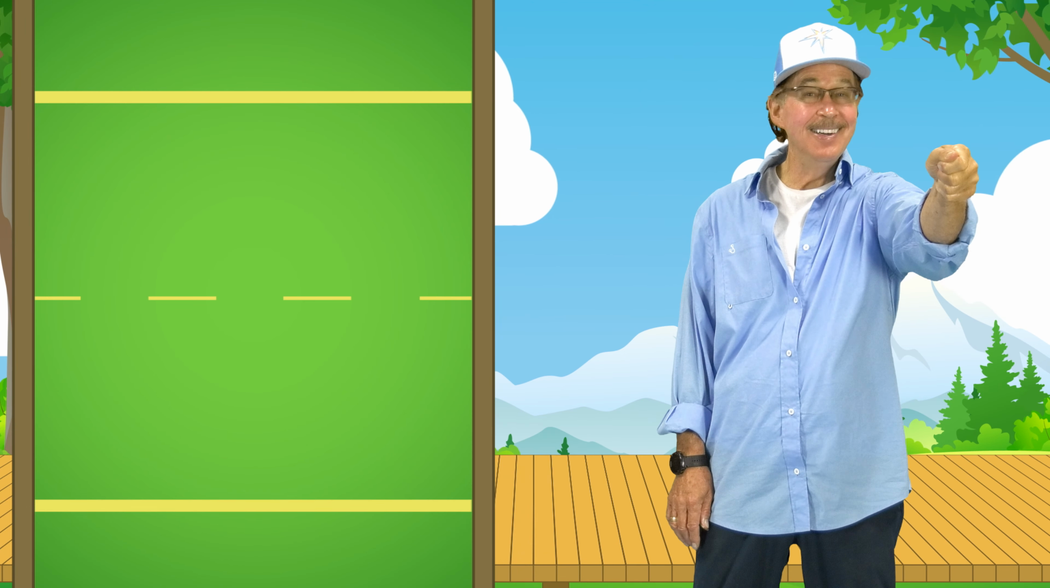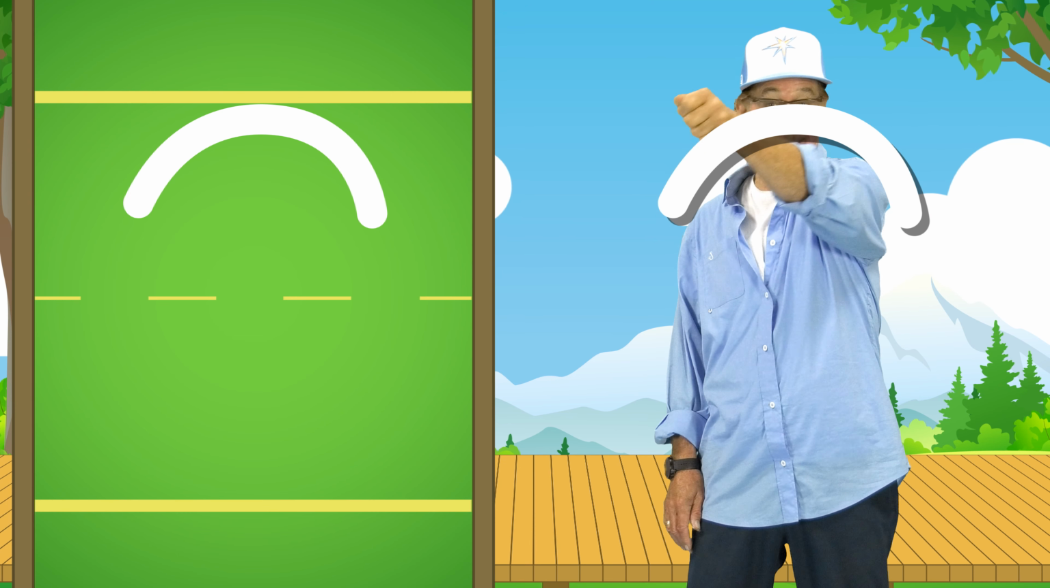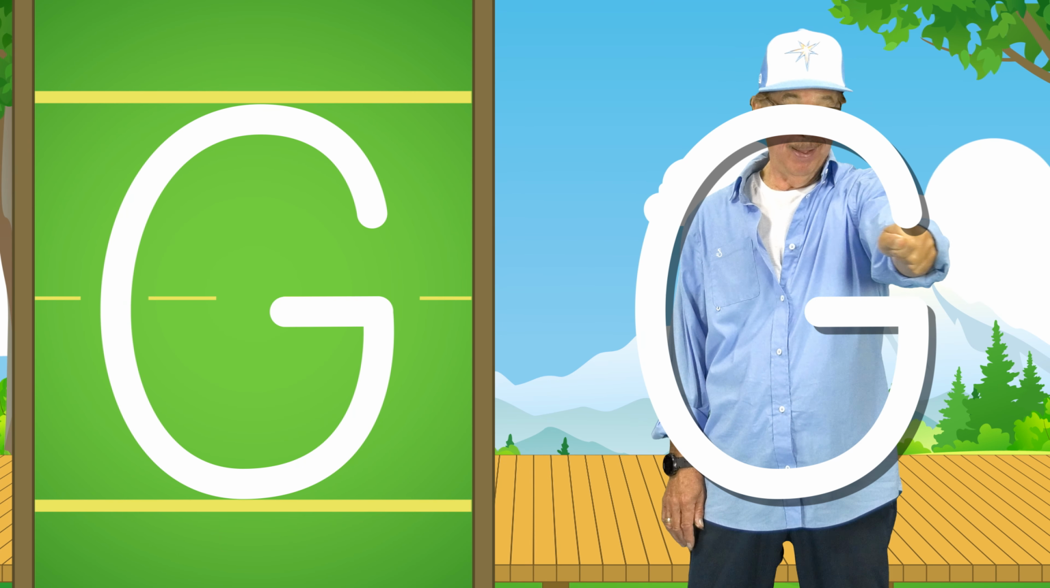A little below the top is where you begin. Curve around to the middle, then straight line in.